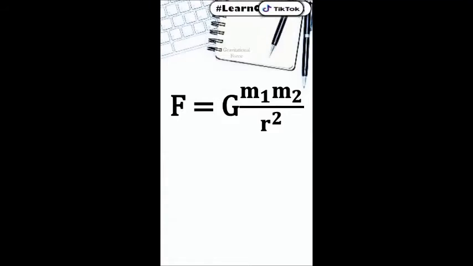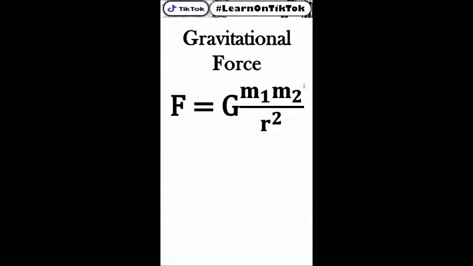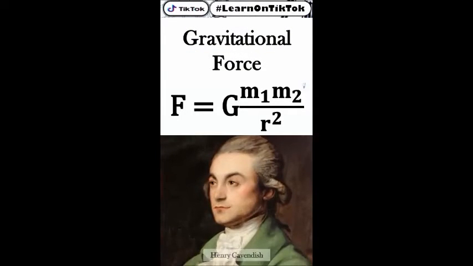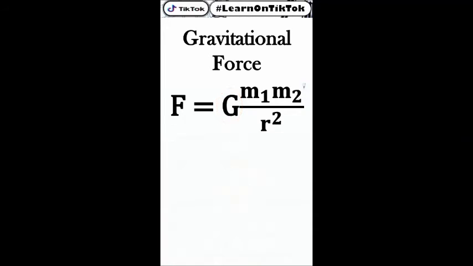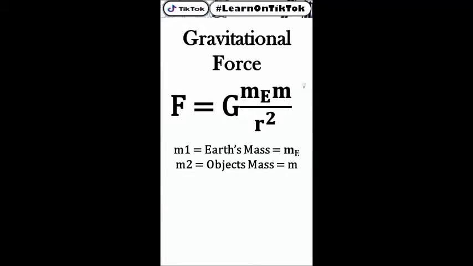The equation for the gravitational force can be used to calculate the mass of the Earth. Henry Cavendish was the first to calculate the universal constant G, thus he was also the first to calculate Earth's mass. This equation can be applied to the gravitational force between the Earth, with mass m_e, and an object, with mass m, that is near the Earth's surface.